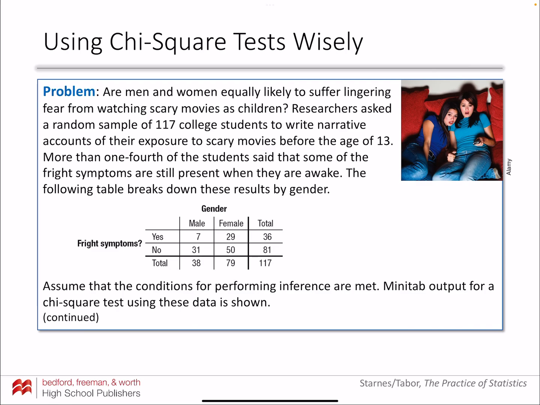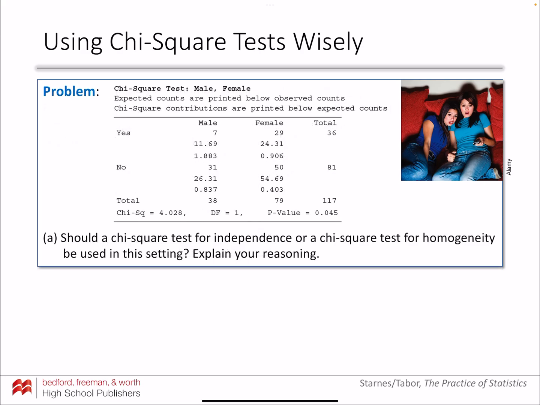Assume that the conditions for performing inference are met. Minitab output for a chi-squared test using these data is shown. You should be familiar with what this looks like, because sometimes you're not going to be actually doing the test. You'll be given the output and you'll be asked questions about it. So ready? Let's take a look at what it looks like.